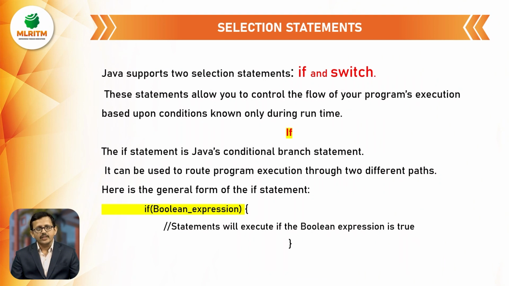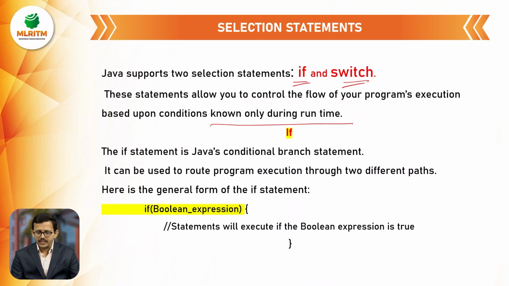So, first, let us look at the selection statements. Java supports two selection statements, if and switch. These are the two selection statements we have, and furthermore there are many categories within the if also. We will see them one by one. These statements allow you to control the flow of the program's execution based upon conditions known only during runtime. Runtime means when we are executing.